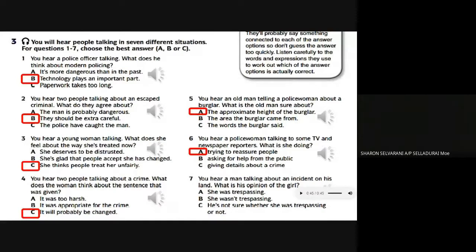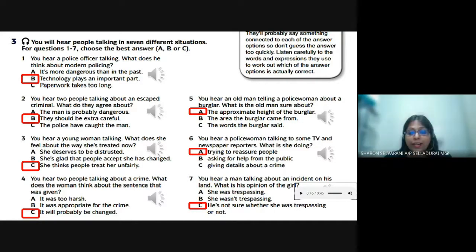A, B, or C? C, is it? Okay, let's check our answer. All right, yes. He's not sure whether she was trespassing or not. Although the manager said, yes, I saw her and all that. But this guy says he wasn't sure because he knows the parents very well and he's not sure if she will be disrespectful. All right.